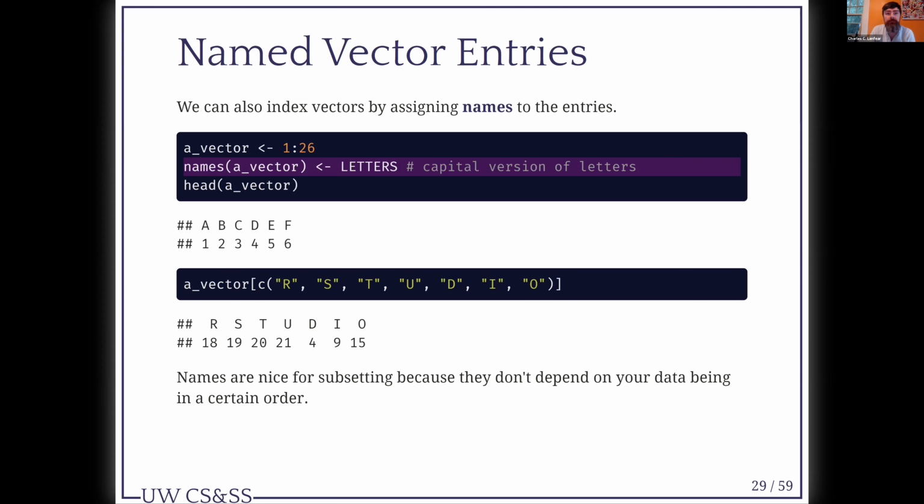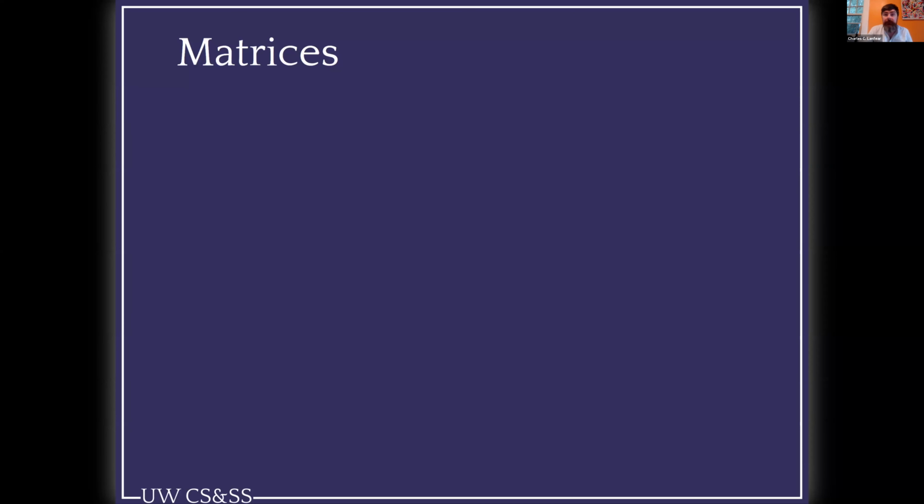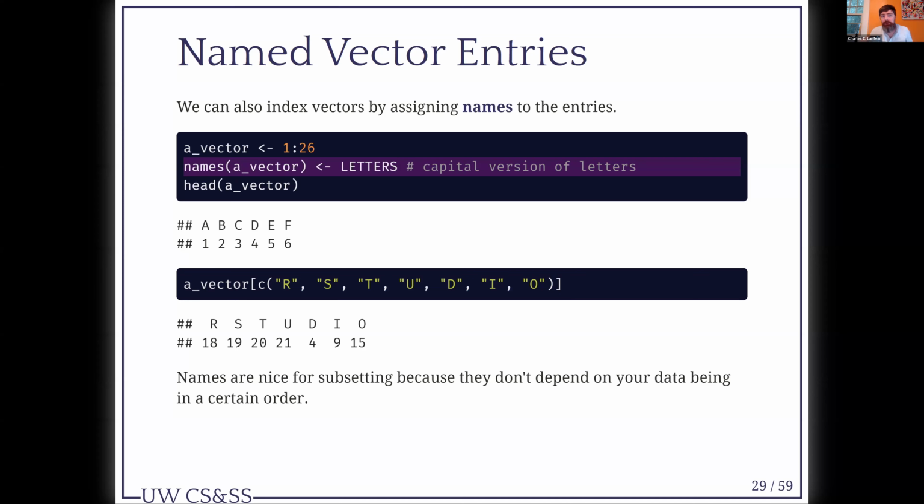Okay. So that's it on vectors. Do we have any questions about vectors before I move on to matrices? Okay. Here's a good question. How do you know when to use square brackets versus parentheses?